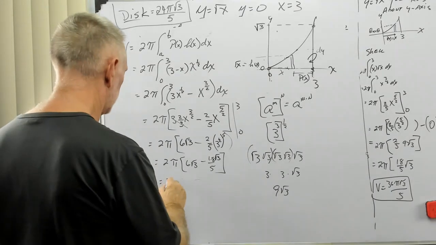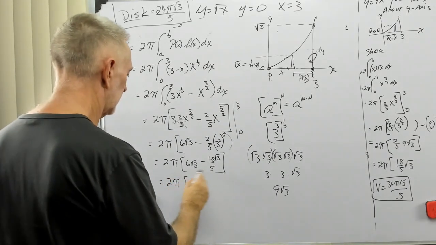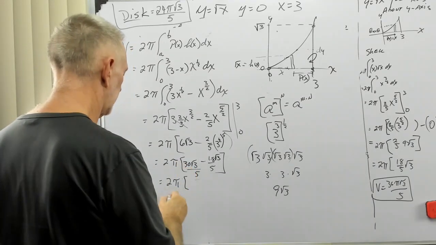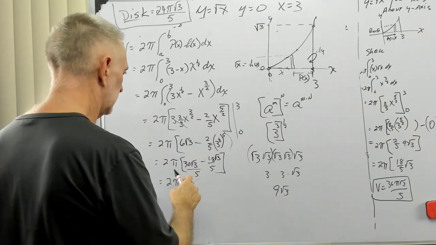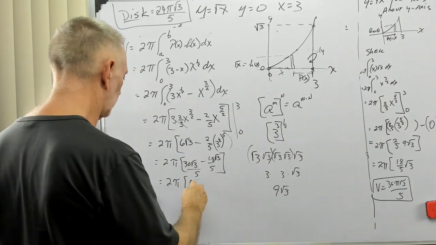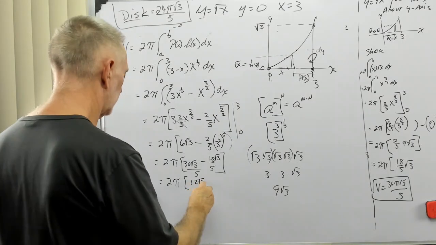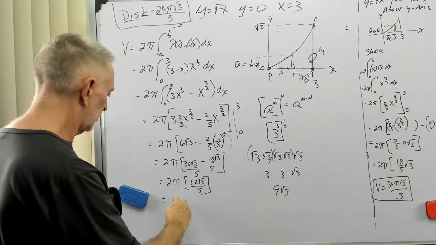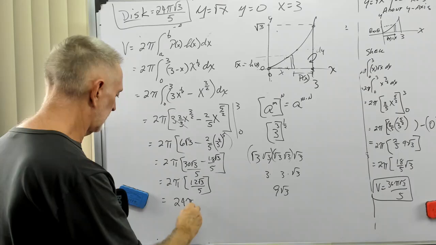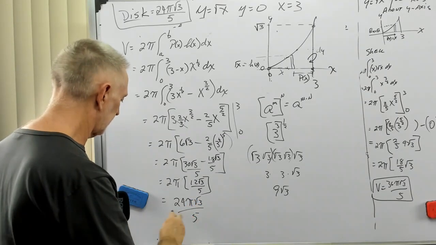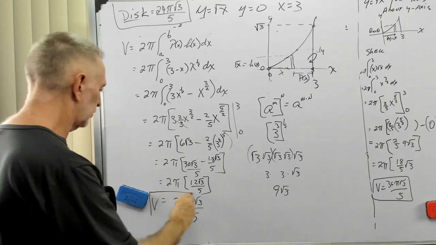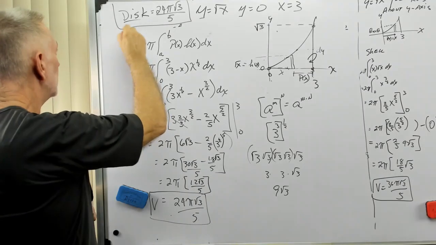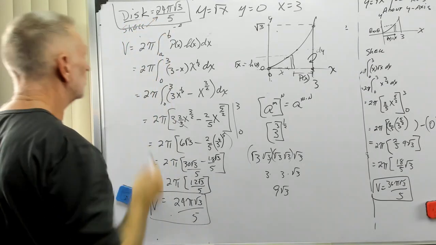All right, now 2 pi times, I've got to get a common denominator here. So if I make a 5 on both, 6 times 5 is 30. 30 minus 18 is 12. So I have 12 square root 3 over 5 times 2 pi. So what does that give me? Yay, 24 pi square root 3 over 5. So that's my volume using the shell method. 24 pi square root 3 over 5. So both the shell and the disk provided us with that answer.